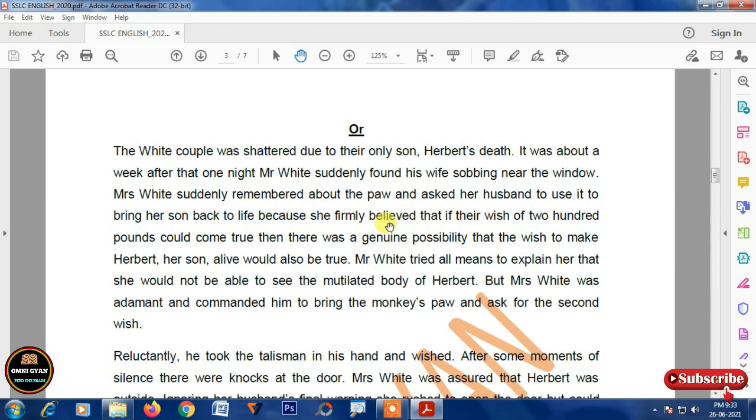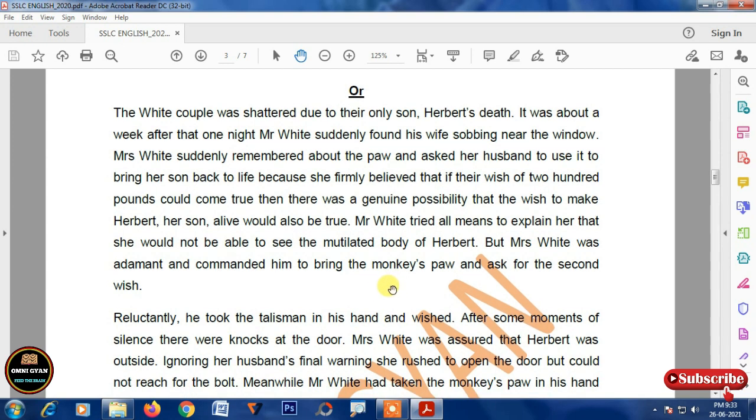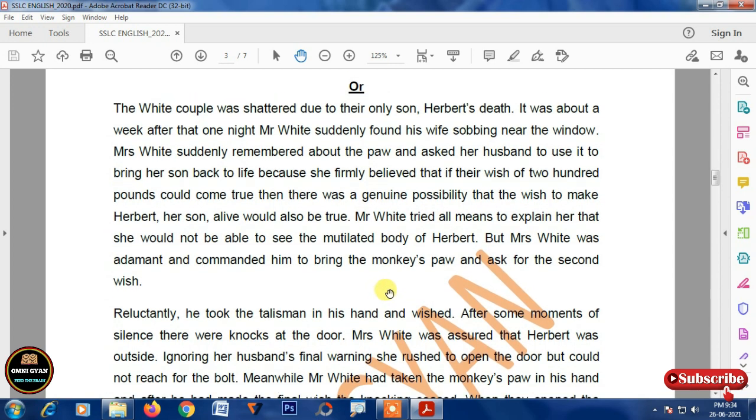And then here comes the second question. What prompted Mr. White to make the last wish? Narrate the incident leading to it. So the second and the third wish. The first wish was that they had asked for 200 pounds, and after the death of Herbert, suddenly one day Mrs. White, the mother, remembered that they have 2 more wishes, especially the second one is left. So she forced her husband, Mr. White, to go for the second wish and bring back Herbert alive from the grave. So this is the answer.